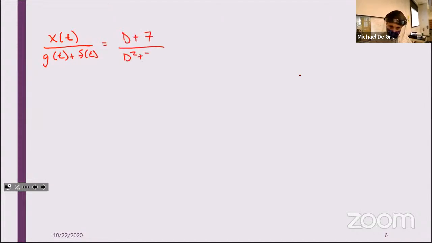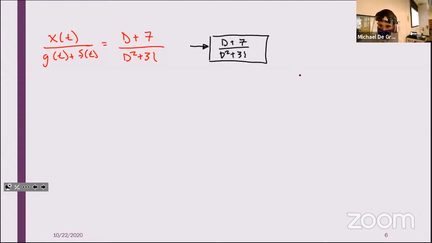Right, so remember, our overall transfer function, let's look at this one. That was d plus 7 over d squared plus 31, right? So I can draw a block diagram for this, right? What's happening here? Well, I've got some signal. It's going to come into d plus 7 over d squared plus 31, and we're going to get x of t out.